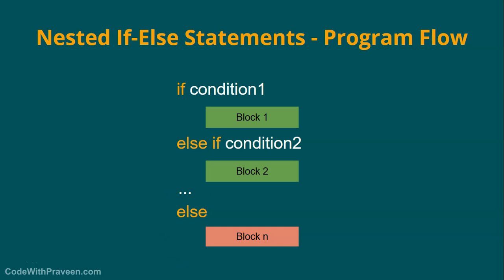Remember that in case of even nested if else statements, only one block gets executed at a time. So if block 1 gets executed, then it immediately comes out of all this and the final statement gets executed from here. If neither of those is executed, and this last statement gets executed as a last resort, then the program execution continues after these if else conditions.